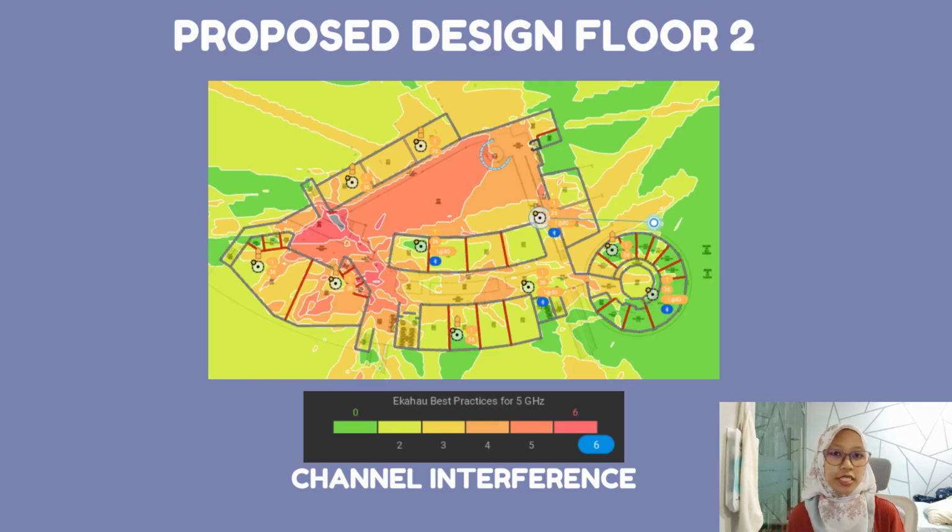Next, for the channel interference of floor 2, in the proposed design, the channel interference is slightly improved because the APs are distributed more systematically. However, there are still some orange and red areas, especially around the central left part of the floor. This means that although the proposed design improves coverage, the channel plan still needs further optimization.